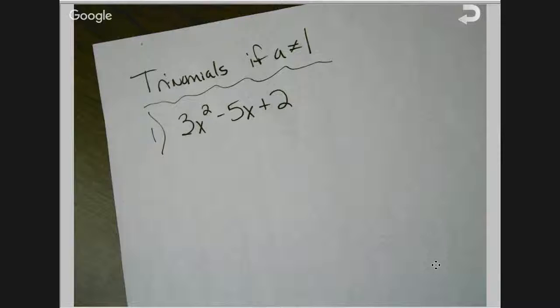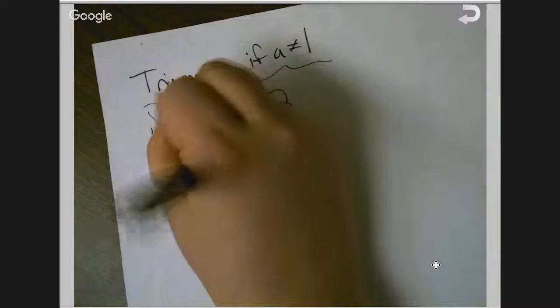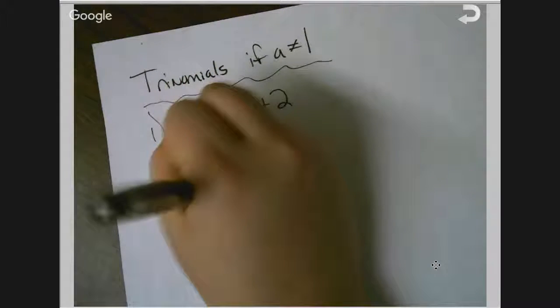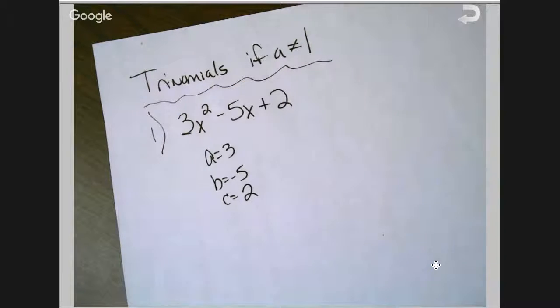The AC method that I told you was, first of all, you have to say a is 3, b is negative 5, c is 2. Okay, which is something that I'm sure y'all are all okay with. But if you're not, just ask questions.